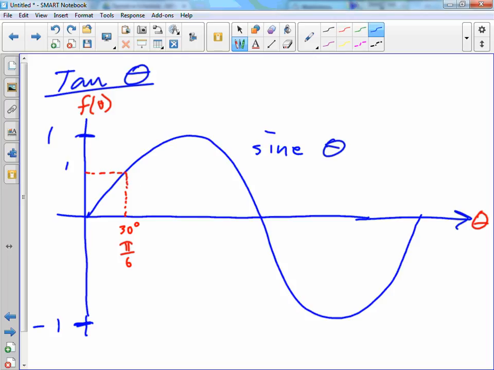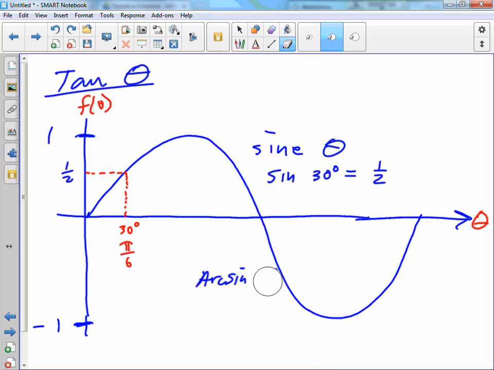So this goes up 1/2. And so the same thing is, we can say sine of 30 degrees, or pi over 6 if you're in radian mode, equals 1/2. And if you want to go the other way, you can say arc sine of 30 degrees, or I'm sorry, not of 30. Don't ever do that. Arc sine of 1/2 equals, what will you get out of that, Zoe?